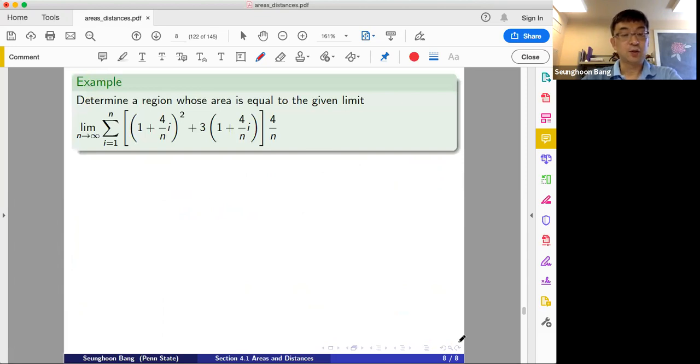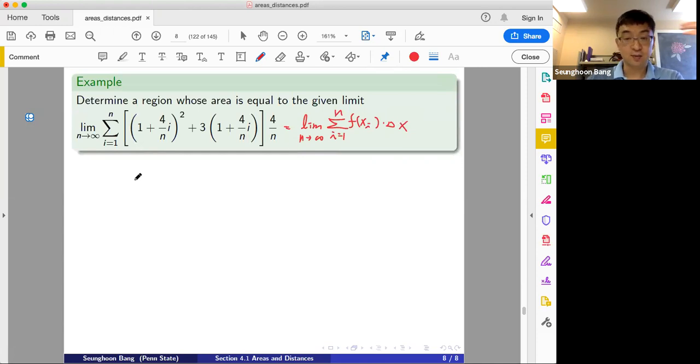So determine a region whose area is equal to the given limit. The limit as n approaches infinity, summation i equal to 1 to n, of 1 plus 4i over n squared plus 3 times 1 plus 4i over n, times 4 over n. How can you do that? You can compare this to the limit as n approaches infinity of the summation i equal to 1 to n of f of xi times delta x. So you need to find delta x, xi, and f of xi.